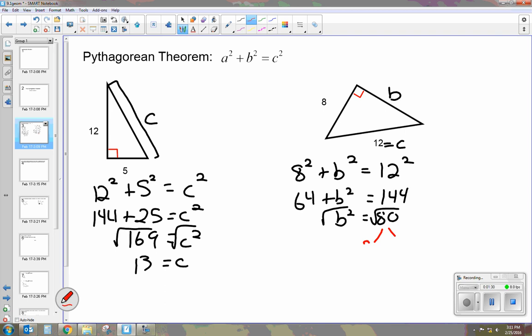So we'll factor this into 8 and 10, which can be factored into 4 times 2, 2 times 5. 4 is 2 times 2. We bring down our 2's and our 5. So we can pull out a pair of 2's and another pair of 2's. So we're left with 2 times the square root of 5. And that's our b.